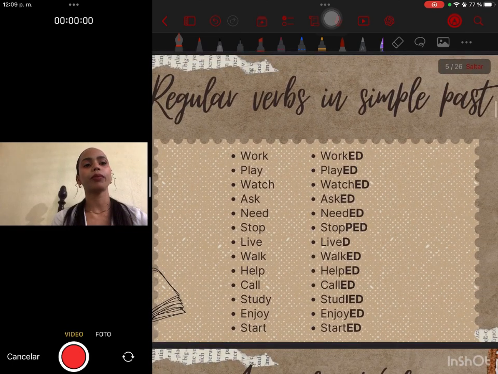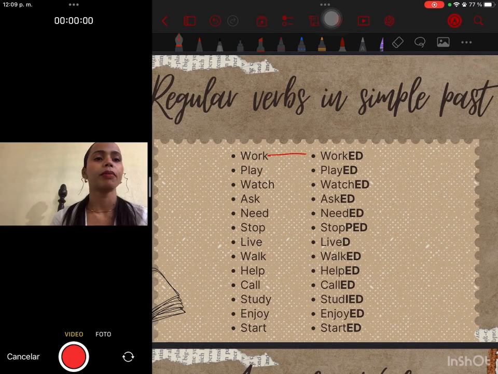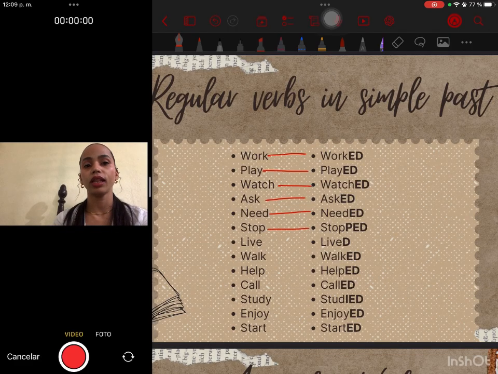Regular verbs in simple past. Work is worked. Play is played. Watch is watched. Ask is asked. Need is needed. Stop is stopped. Live is lived. Walk is walked. Help is helped. Call is called. Study is studied. Enjoy is enjoyed.